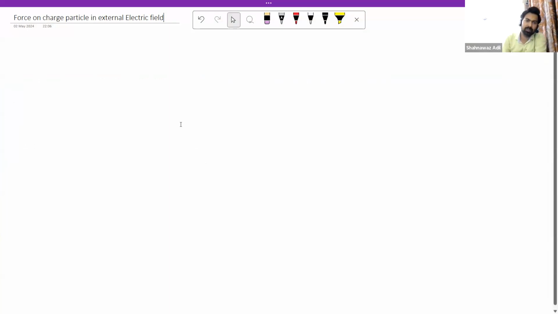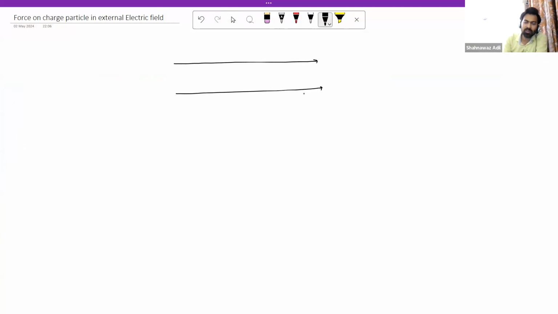So let's say we have some electric field which is varying like this. So this is some electric field. We will talk about electric field lines in a moment, and then you will see why I'm drawing this.